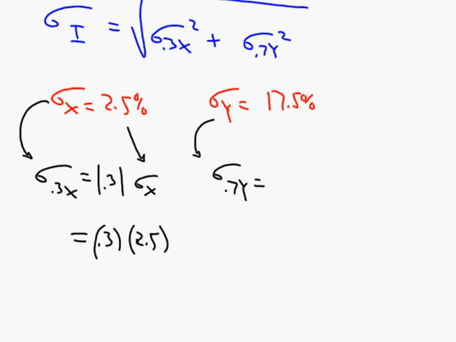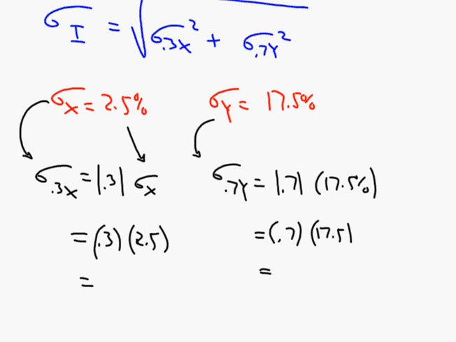Let's do the other one. In the same fashion, this one's going to be the absolute value of 0.7 times 17.5%, or 0.7 times 17.5%, which remember is going to give us a percent. All right, so this turns out to be 0.75. This turns out to be 12.25.